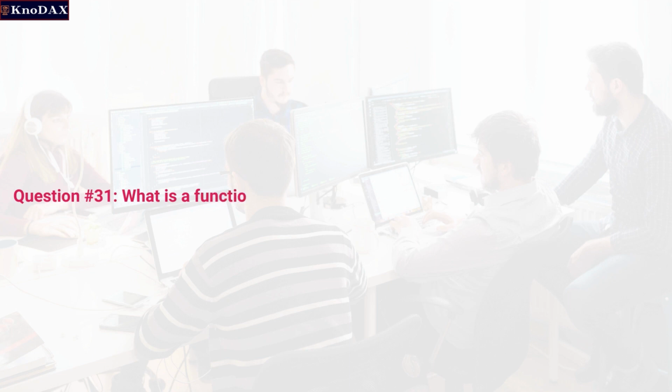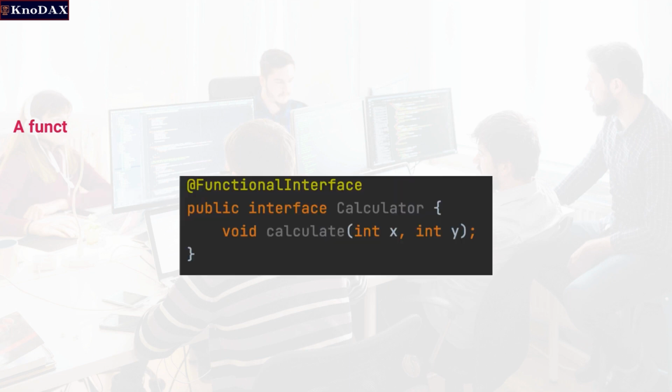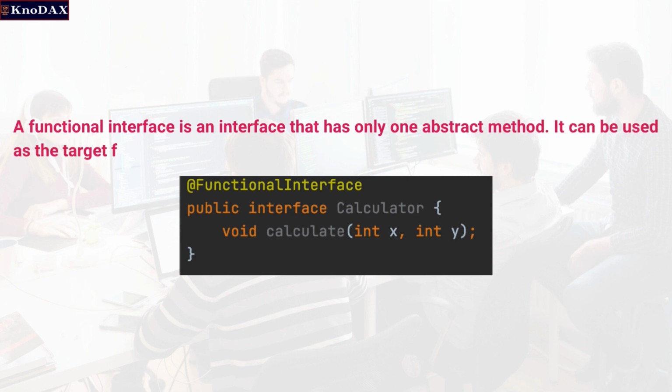What is a functional interface in Java? A functional interface is an interface that has only one abstract method. It can be used as the target for lambda expressions and method references.